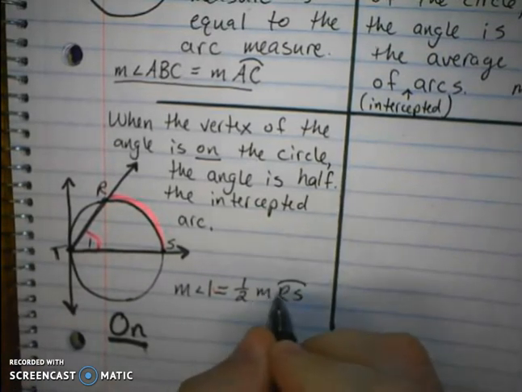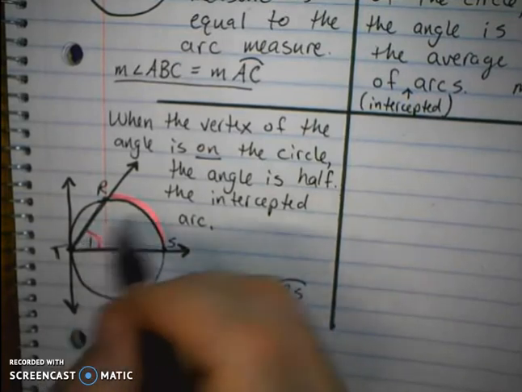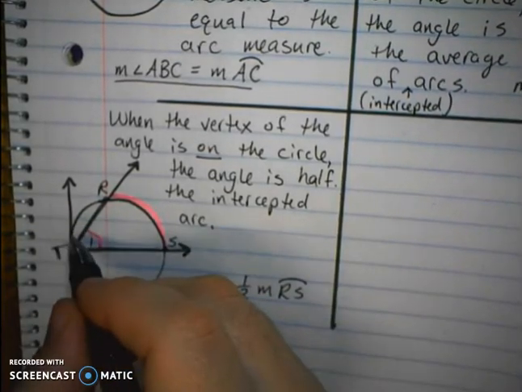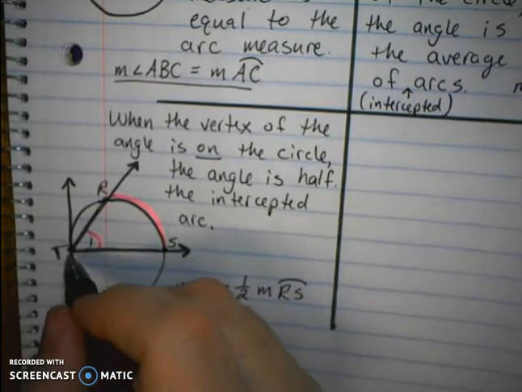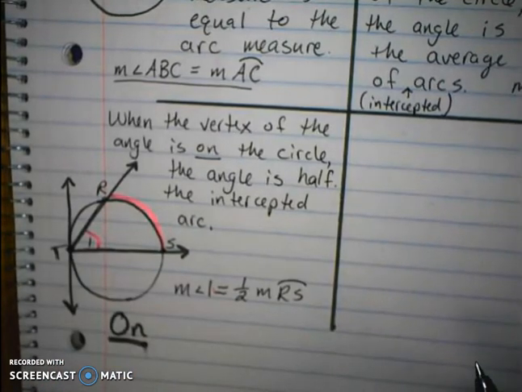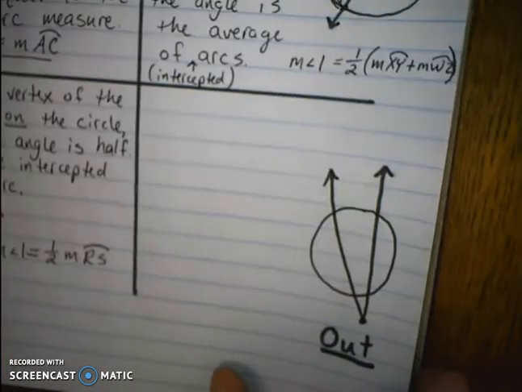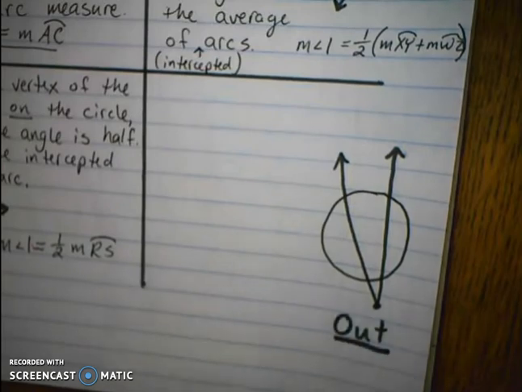Okay, so we just take half of the arc. We don't have two arcs to add together, we just take half of the one that we're given. Okay, and we're going to look at a lot of different angles here. There are several other angles we could talk about with the vertex still on the circle. Okay, and that brings us to when the vertex of an angle is outside of the circle.